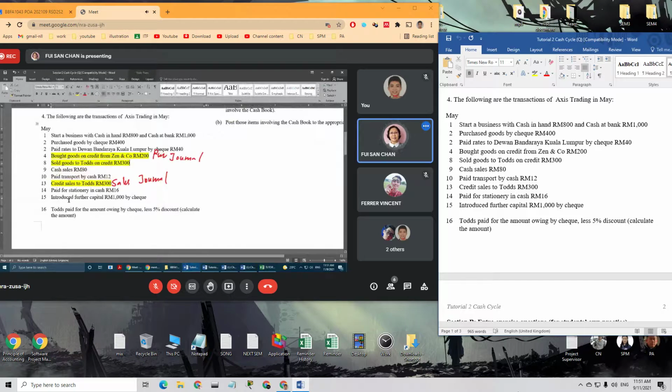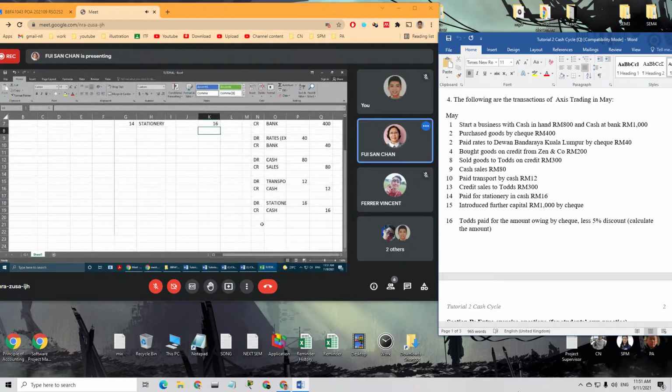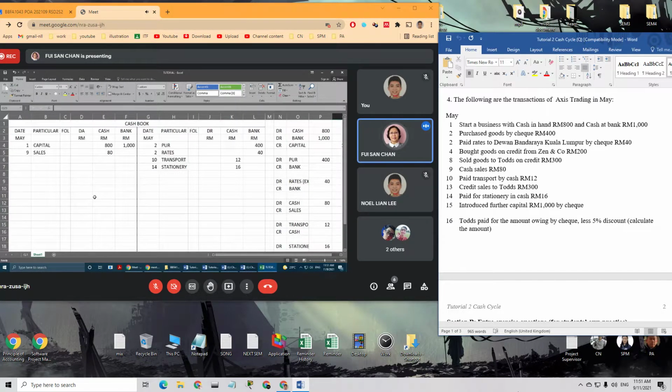On the 15th, introduce further capital 1,000 by check. So what is your double entry? Further capital means? Debit bank, yes, because by check, so we should debit bank. And credit what? Capital. Yes, credit capital, good. So 1,000, meaning we increase our capital and we debit our bank.